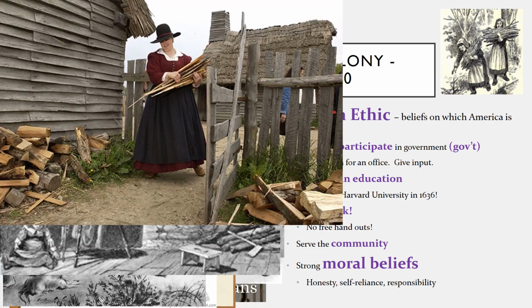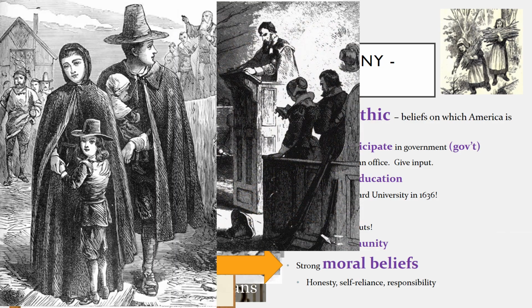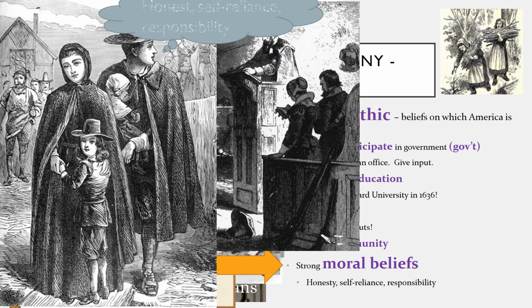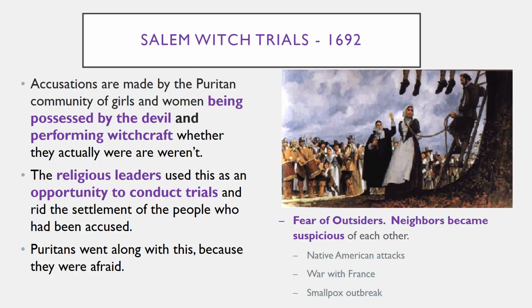Here in America, people work hard at their jobs, and much of the time, working hard pays off. The Puritans also had strong moral beliefs that we here in America value today too. Values like honesty, self-reliance, and responsibility were all ideas that the Puritans came from England with that are still part of our American culture today.